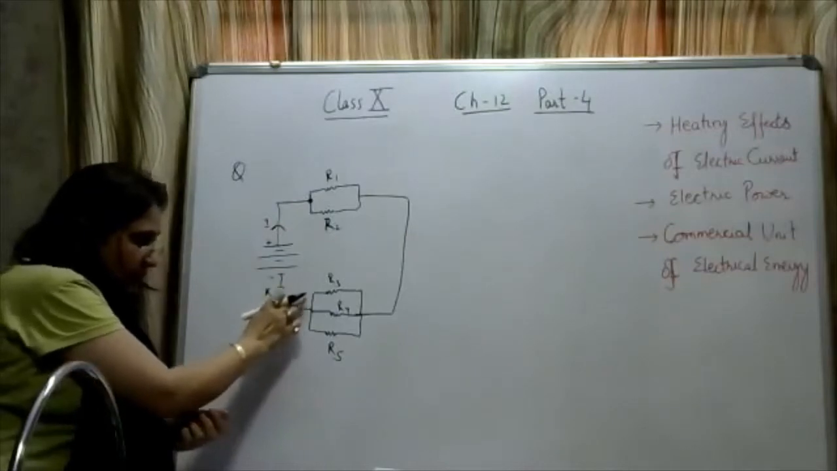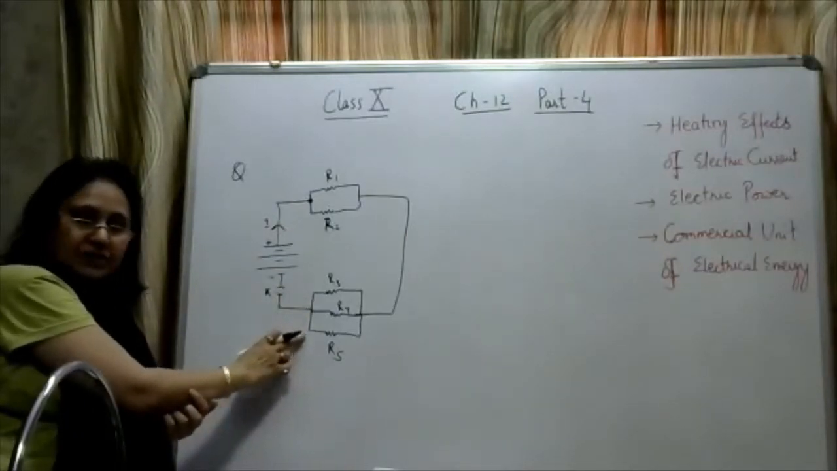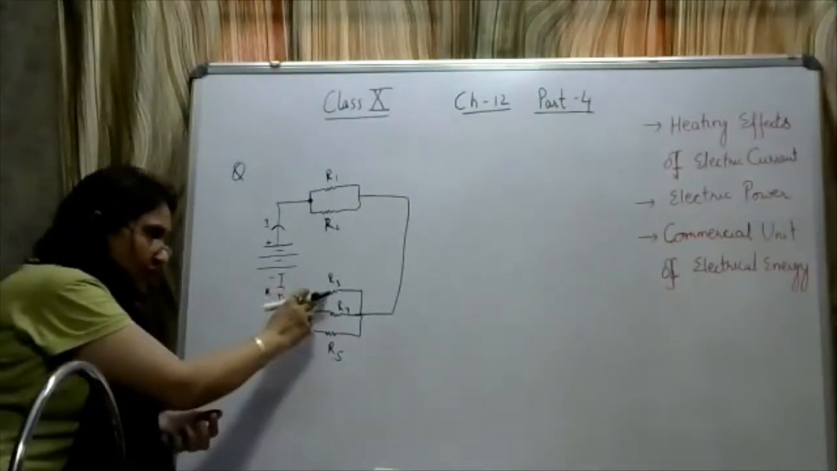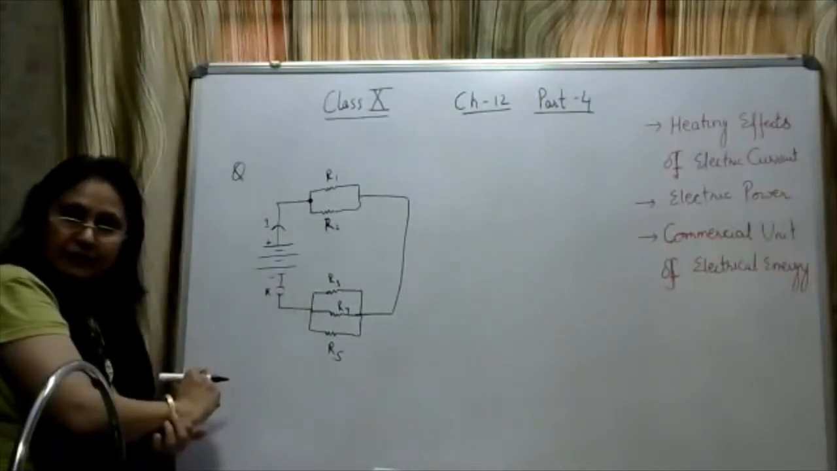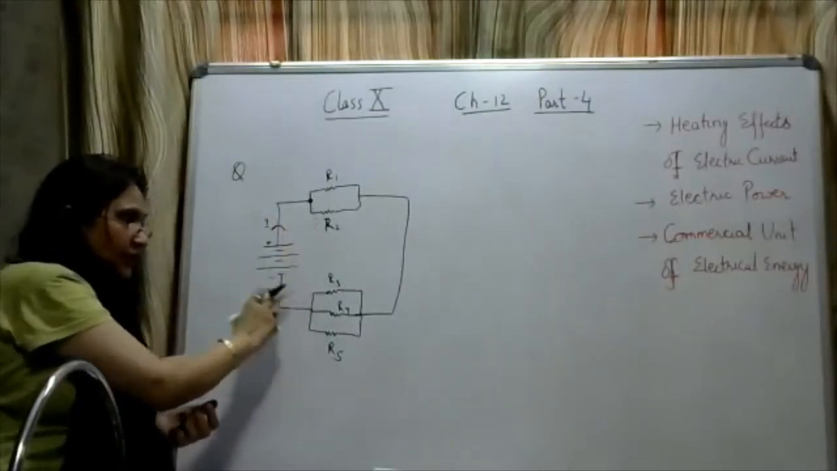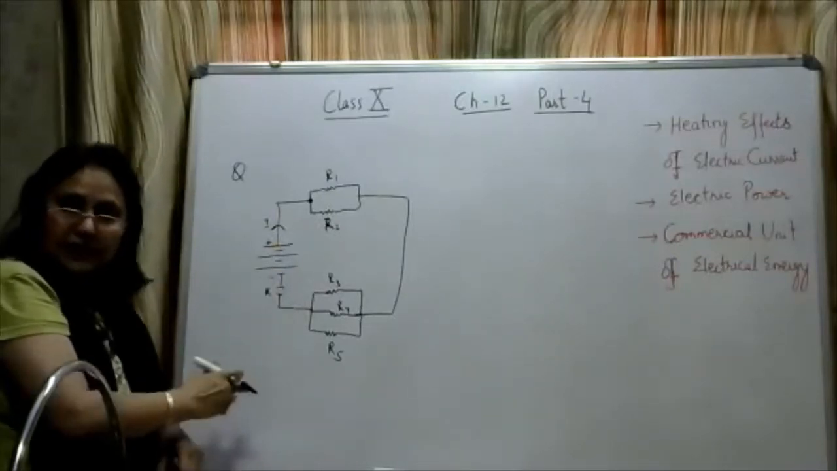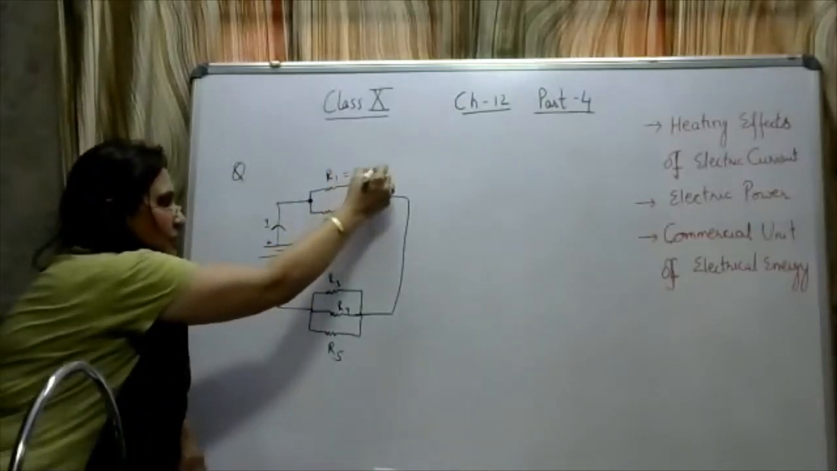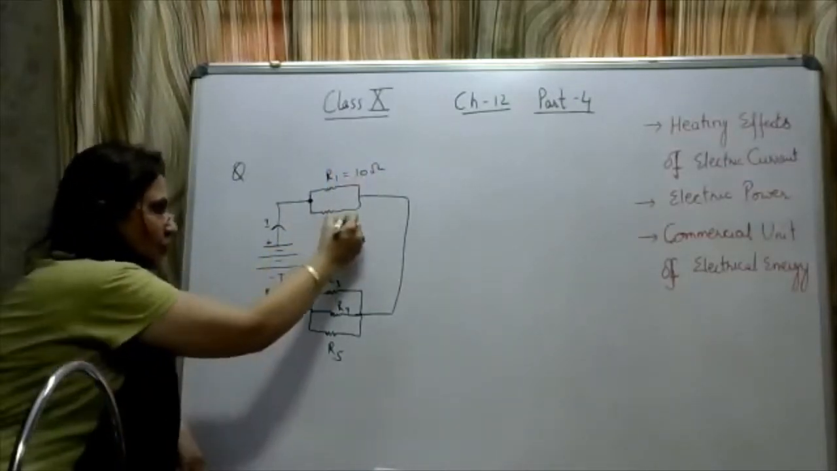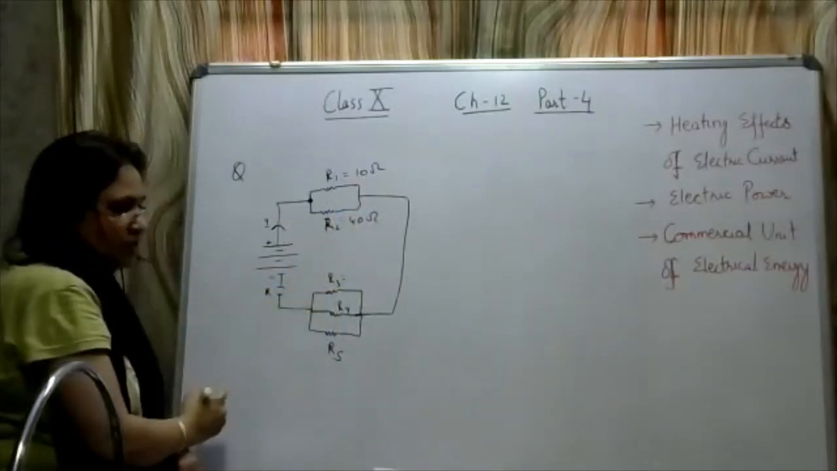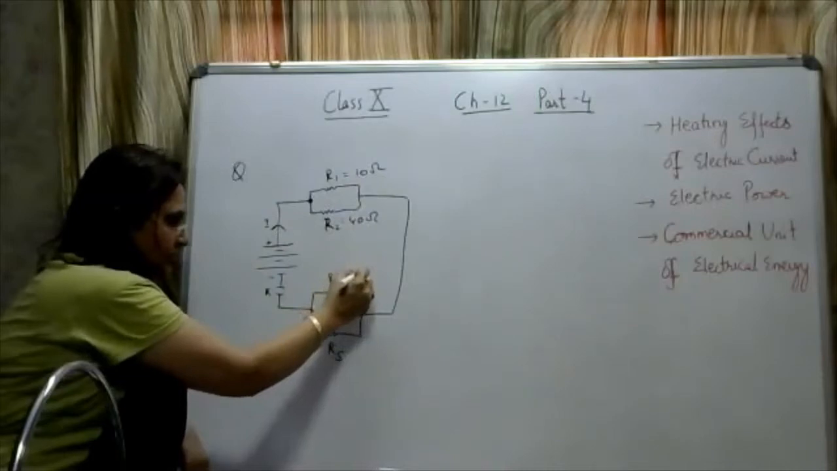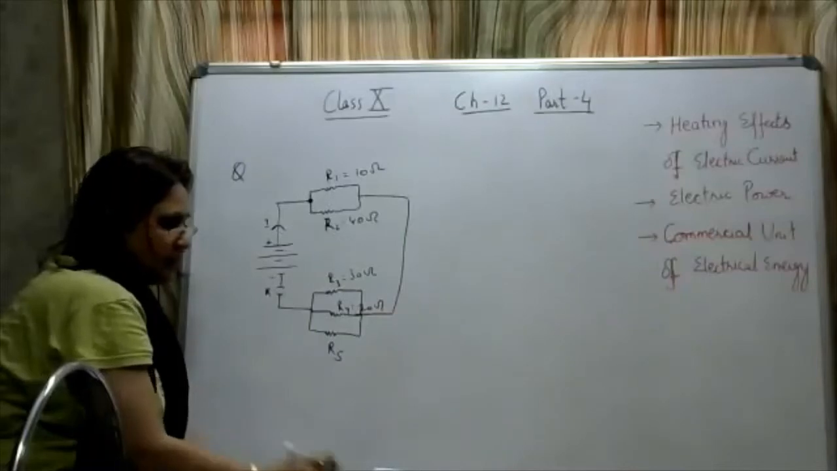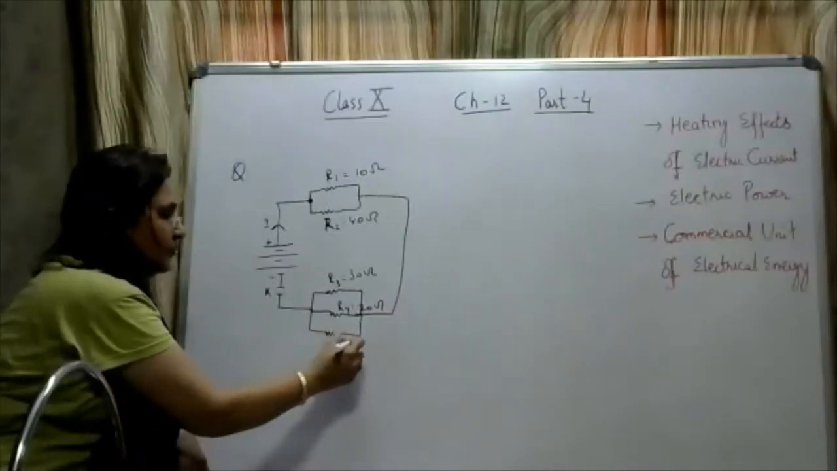The same way, here also the current is dividing in these 3 branches. That is, the current flowing through R3, R4 and R5 are different. So these 3 are also connected in parallel. So first let's find out the equivalent of R1, R2, then R3, R4 and R5. Given here is, let R1 is equal to 10 ohms, R2 is equal to 40 ohms, R3 is equal to 30 ohms, R4 is equal to 20 ohms, and R5 is equal to 60 ohms.